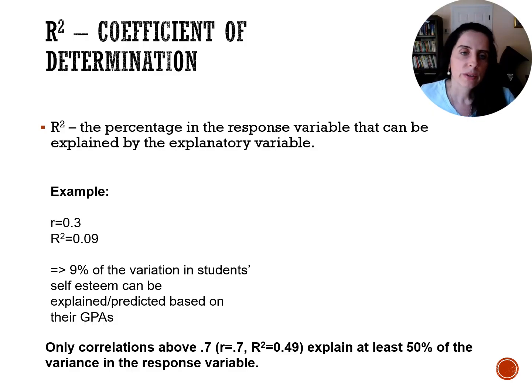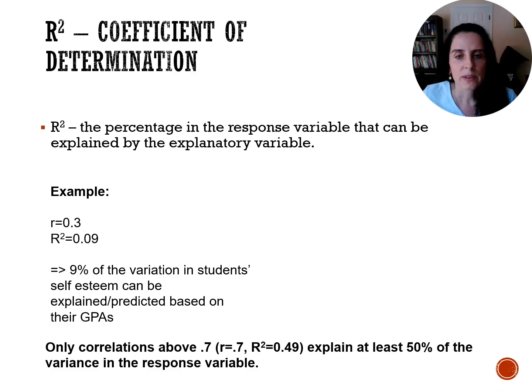As you noticed before, the slope of the regression line depends, among other factors, on the correlation between the two variables. The stronger the correlation, the higher the slope. The correlation coefficient also helps us identify the percentage in the response variable that is explained by or can be attributed to the explanatory variable. In other words, how good is the independent variable in predicting the dependent variable? And this percentage can be obtained simply by squaring the correlation coefficient.